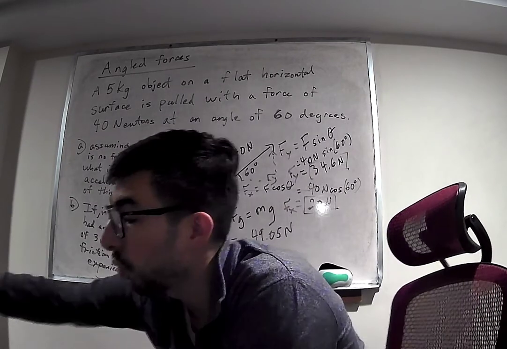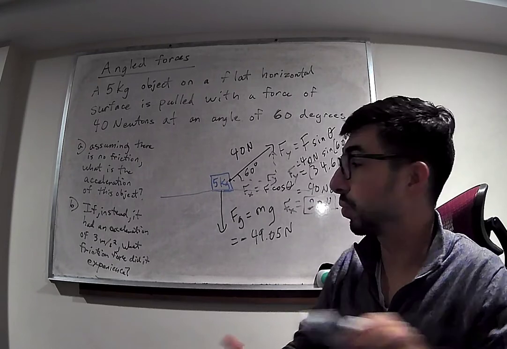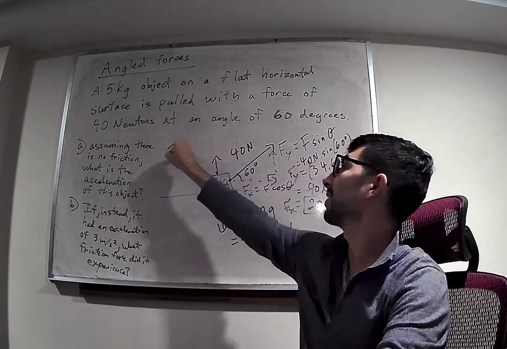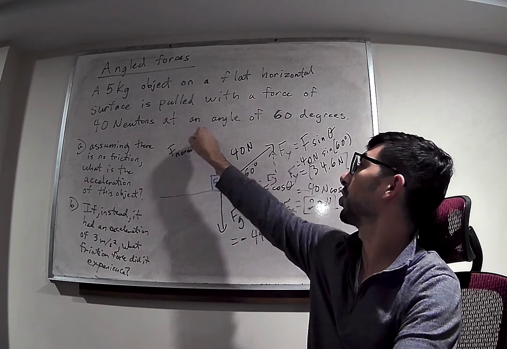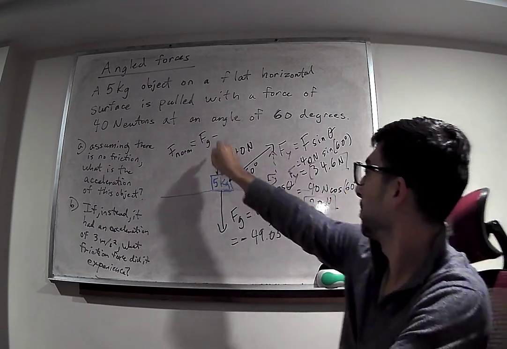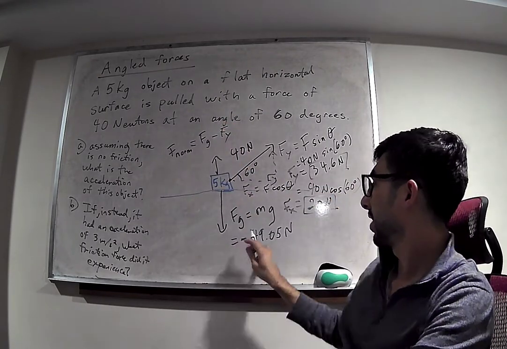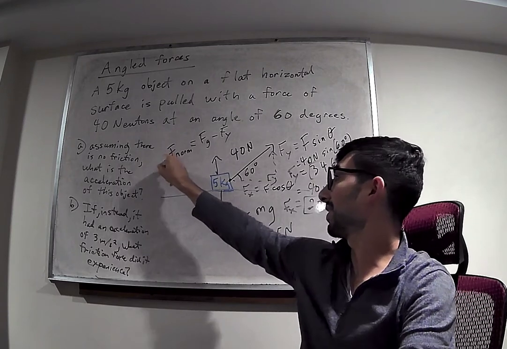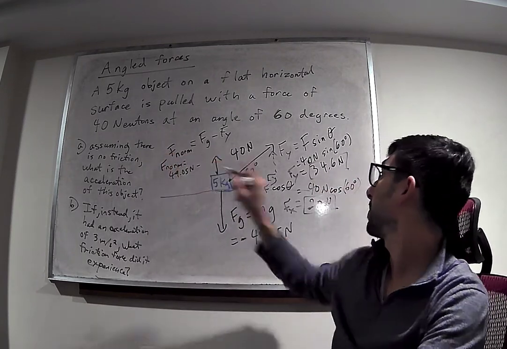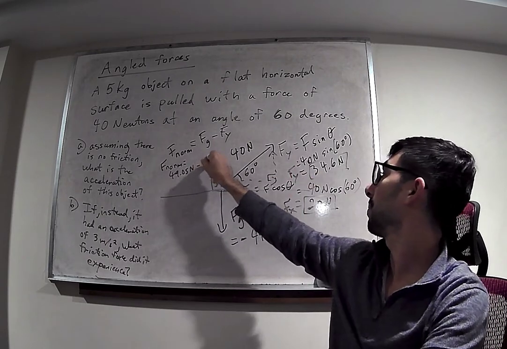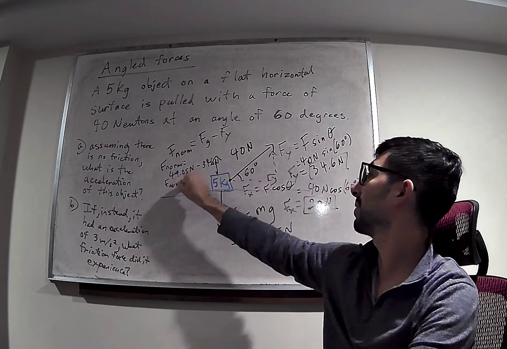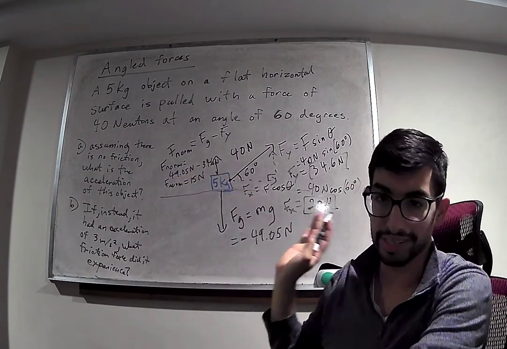So while normally your normal force is equal to gravitational force, here your normal force is equal to your gravitational force minus the Fy, minus this y component here. So we get a normal force, which is equal to 49.05 newtons minus 34.6 newtons. And you should get a normal force which is approximately 15 newtons. I did a little bit of rounding there.